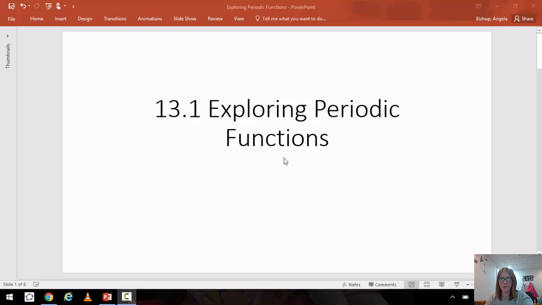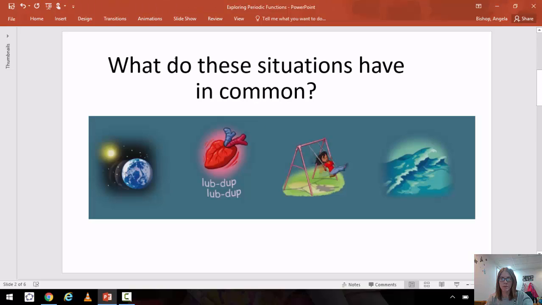Before we get there, see these pictures here? What do these situations have in common? We have the earth and the sun, a heart beating, a swing, and a wave. What do they have in common? Well, all four of these pictures, whether you realize it or not, are things that repeat. They're all things that repeat regularly.